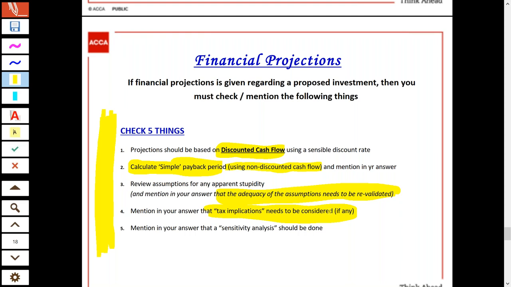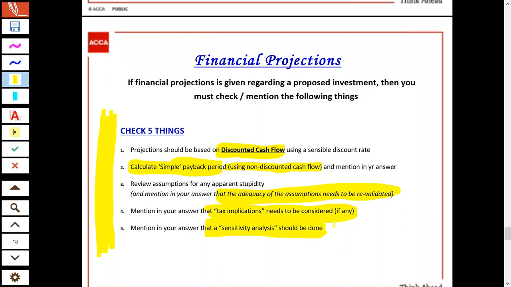Okay, just mention the point. You don't need to do anything, no need for calculations. Just identify some basic things, like tax is basic, right? And the fifth one, lastly, you will just mention that it is recommended that a sensitivity analysis should be done. Just write one sentence. And I hope you all know what a sensitivity analysis is. It means what if the costs increase by 10% and the projected revenue decreases by 10%, what is the impact on the NPV? It's called sensitivity analysis.